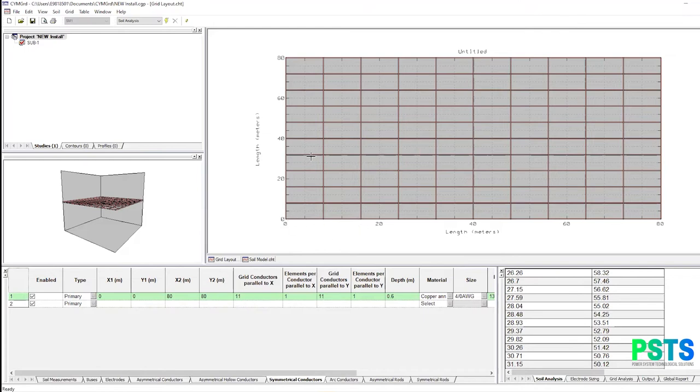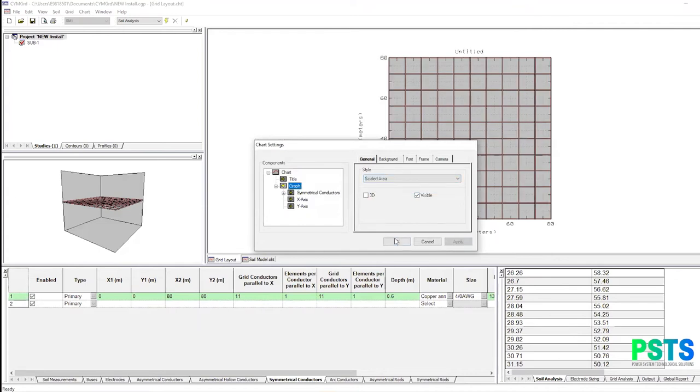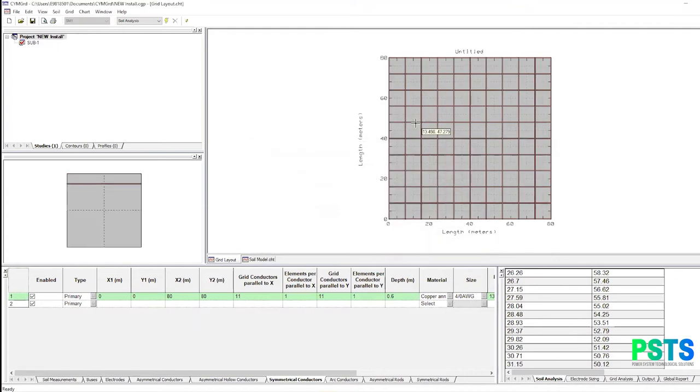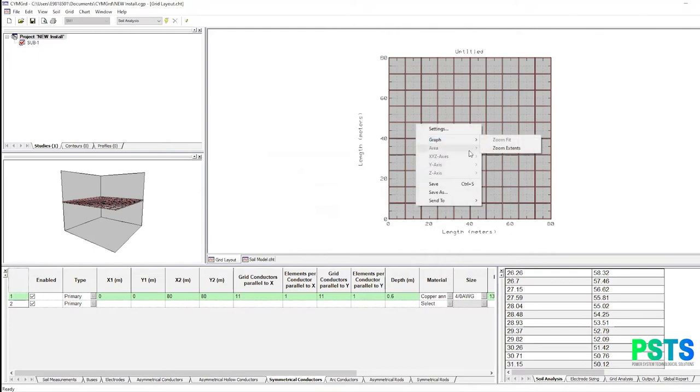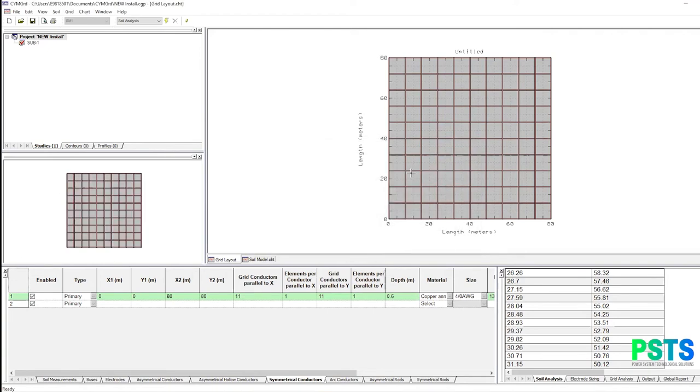Now, this doesn't look like a square, but there is something in the settings that you can make it as a graph. You can make it as a scaled area, so it becomes really an 80 by 80. But I like to use this one, because it gives you a bit more room to work with.